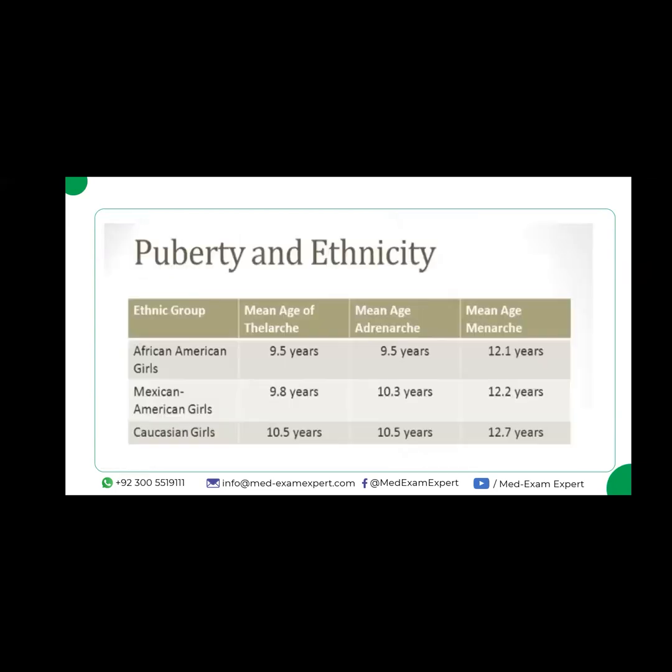So this table is basically showing the mean age of thelarche, adrenarche, and menarche in different populations. See the last column, the Caucasian girls: they have the mean age of thelarche and adrenarche at 10.5 years, and the mean age of menarche is 12.7 years in these girls.